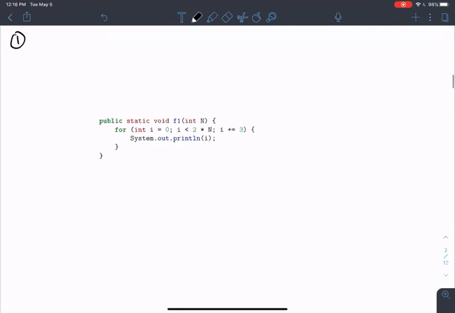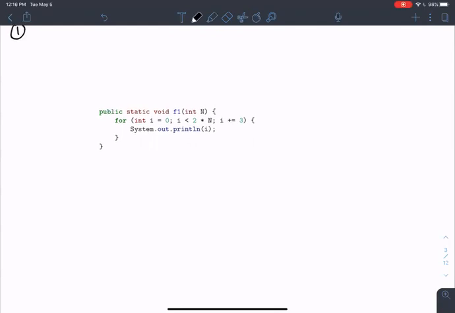Okay, so whenever you have a for loop like this, you should just write out the values i takes on. Okay, so first i will be, so let's write that.